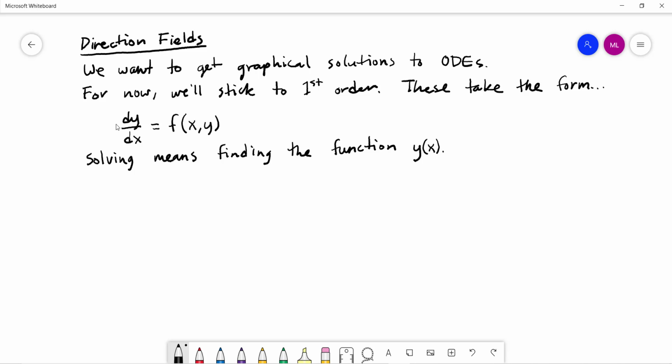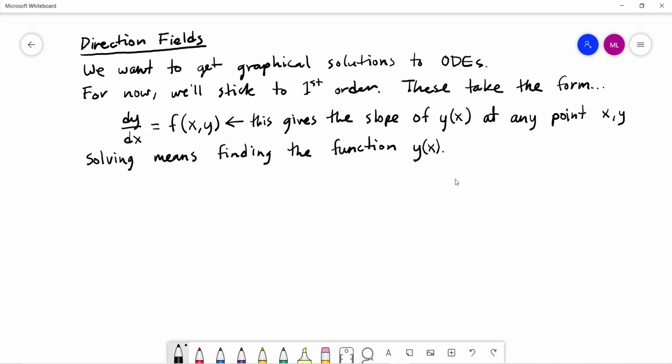The way we have it all set up, though, is what we're given is a slope. So we're given what dy dx is, the slope of our solution, in a sense, and it's equal to this function f. So a way we can think about this f of x and y is that this thing determines the slope of the y of x that we're trying to find at any given x, y coordinate. So this gives the slope of y of x at any point x comma y.